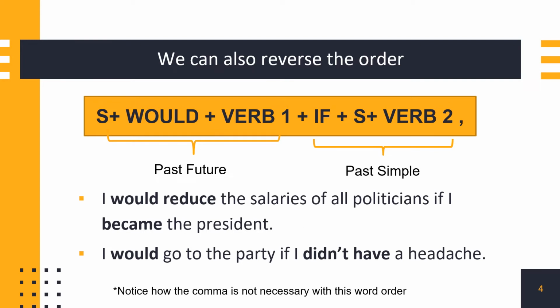So in the main clause, we have subject I and then would plus verb 1, go. And in the if clause, we have if plus subject I and then the verb 2, but it is negative form, didn't have. So we don't say I don't have, but we say I didn't have because we should use past simple. That's for the negative form.